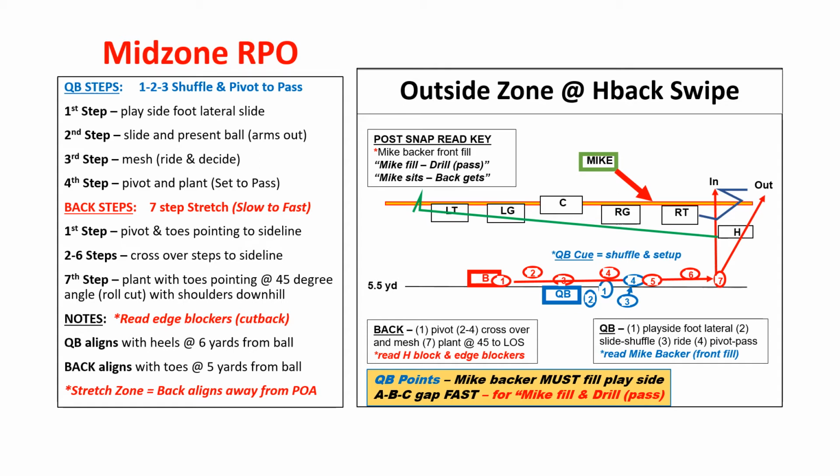Quarterback's still going to shuffle one step with the back as they're riding to the side, reading the mic. And again, if the mic feels hard now to those play side gaps, then he's going to pull this and hit our receivers on their Mickey RPO on the backside.